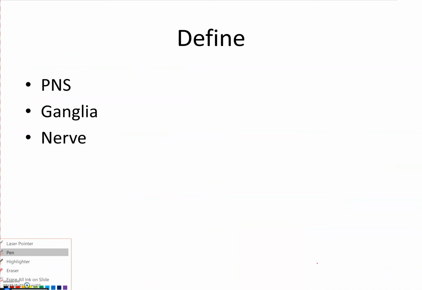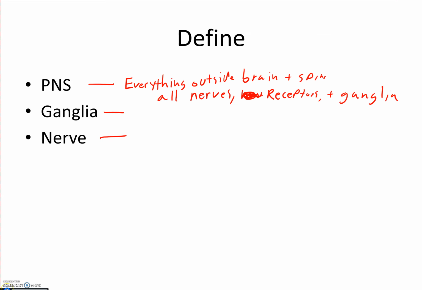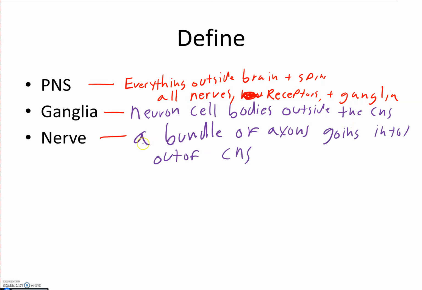So, define peripheral nervous system, ganglia, and nerve. I will give you 5 seconds. The peripheral nervous system is everything outside the brain and spine. All nerves, receptors, and ganglia. So what's a ganglion? They are neuron cell bodies outside the central nervous system. So what's a nerve? A nerve is a bundle of axons going into or out of the CNS. Don't show your English teachers that.